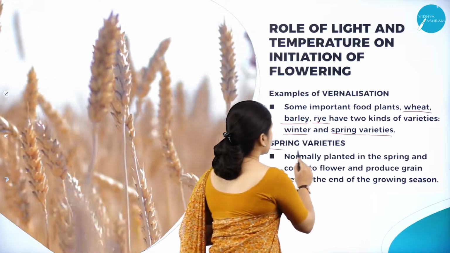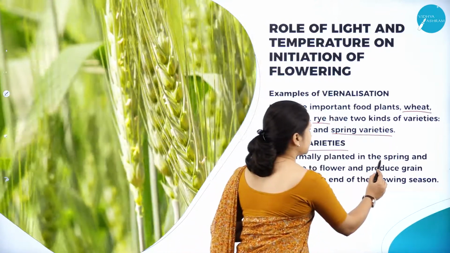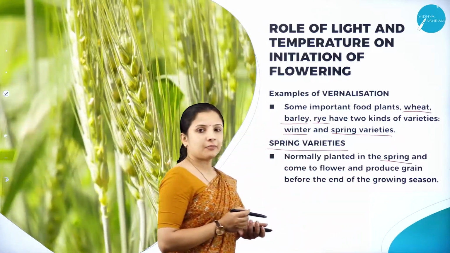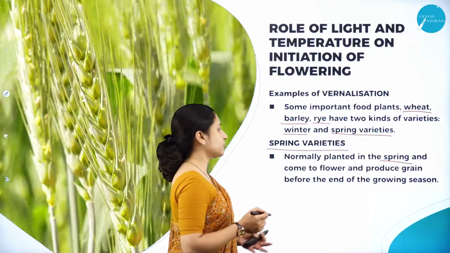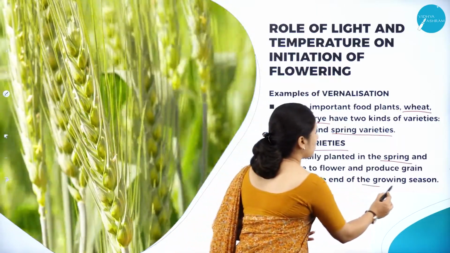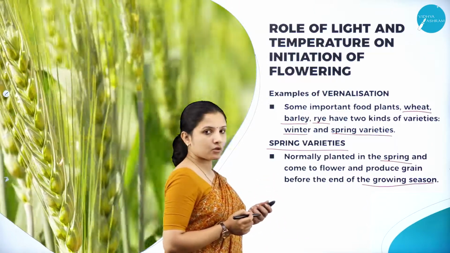Let's talk about these varieties one by one. One is the spring variety. Spring varieties are normally planted in the spring season and they reach maturity, flower and produce grain before the end of the spring season, which is the growing season. So those are the spring varieties.